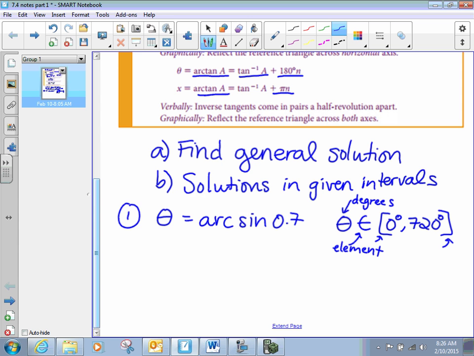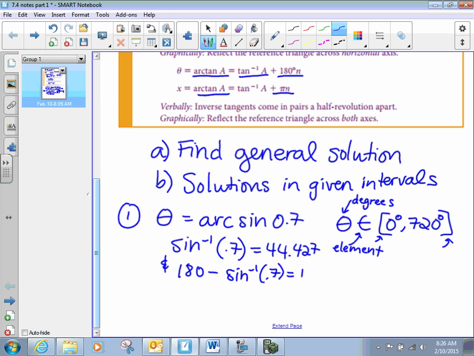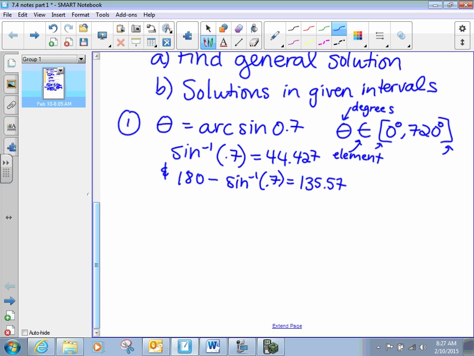So when we do arcsine, we're going to take a look at the inverse of 0.7, because that's what arcsine stands for, which is 44.427. And then what we're going to also do to get the second one is we're going to do 180 minus the inverse of sine 0.7, and we get 135.57.